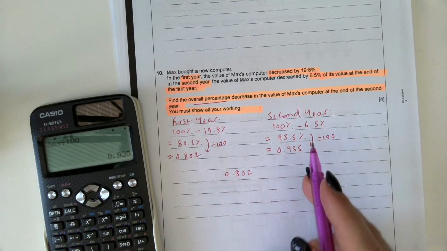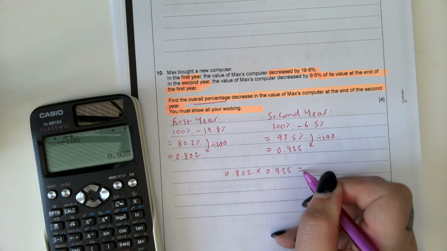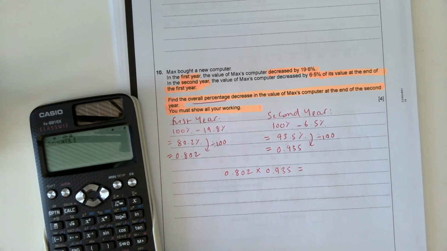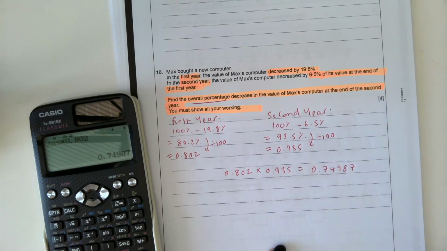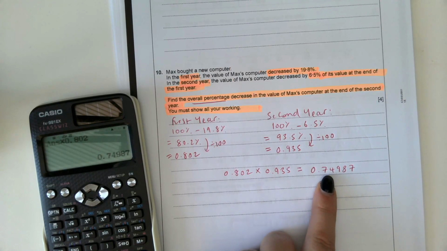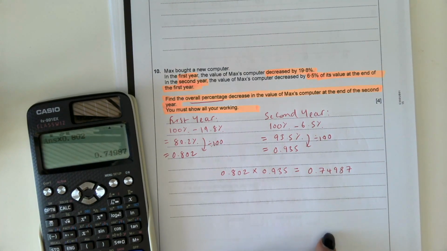So for the overall percentage decrease, in the first year we would have multiplied by 0.802. And then in the second year we multiply by 0.935. So let's do that now. 0.802 times 0.935 is 0.74987. So that's the percentage of the computer's value that's left at the end of that second year.